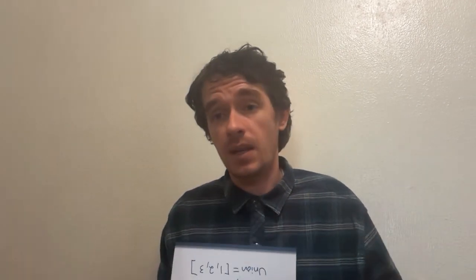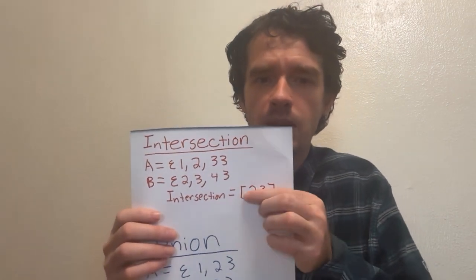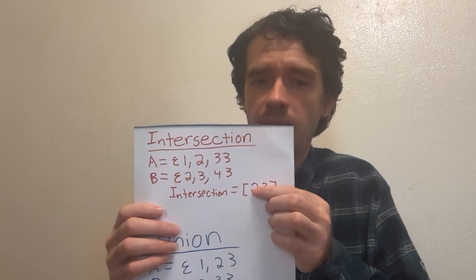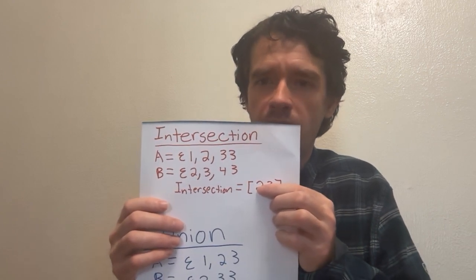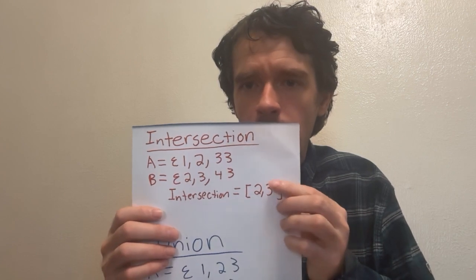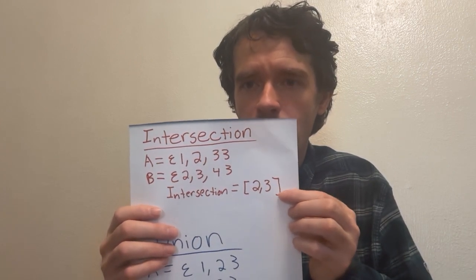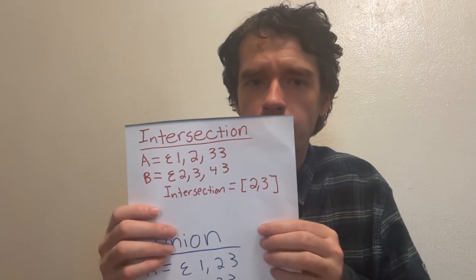Now the first thing we need to do is discuss what's an intersection and what's a union. So I have that here. The intersection is when you have two sets, and you only want the items that exist in both sets. So A is 1, 2, 3, B is 2, 3, 4, the intersection is 2 and 3, because they're in both of them.